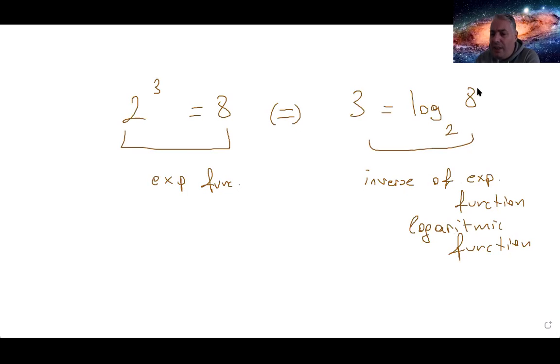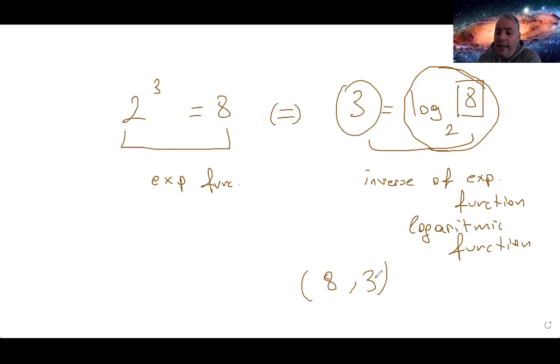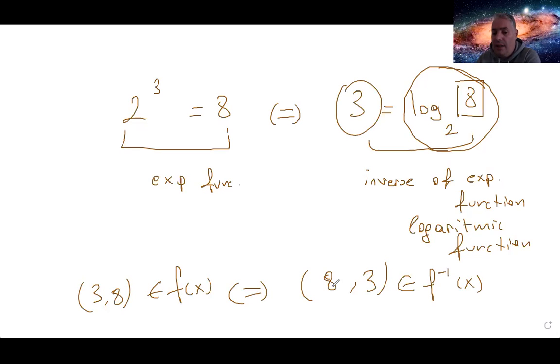Now, for this function, what is the domain? The domain is this. What is the result of this function, which means what is the image of this function? It's 3. So if (8, 3) is an element of the inverse function, what should I say? (3, 8) must be an element of my normal function. 8, 3, 3, 8. So what is my normal function? Isn't it f of x equals 2 to the power of x?